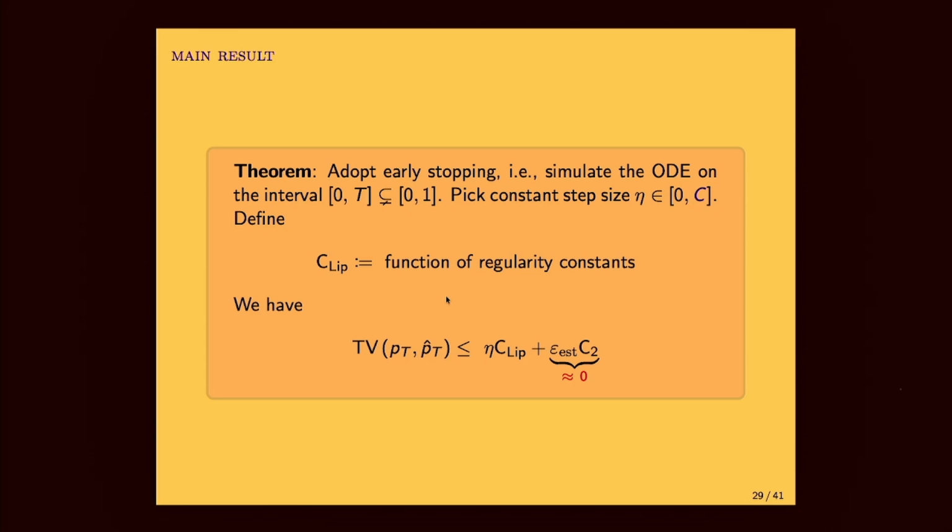Given this choice of small step size, satisfying the bound less than c, the TV distance between the distribution of the output at the t-th step of your algorithm and the true target density P_T is bounded by eta times the Lipschitz constant, plus the estimation error times C2, right? Now if you assume that you have a sufficiently accurate estimator, then you can assume that epsilon estimate is 0. One way people report the sampling complexity of flow matching is to assume this is 0 and then see how many steps you should run to get the right-hand side to be of order epsilon, right?